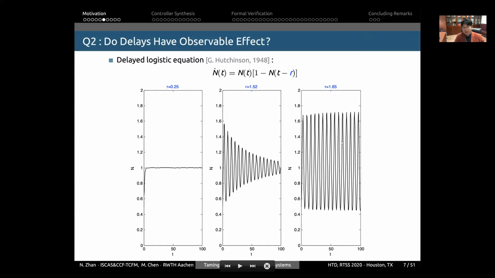Furthermore, let's enlarge the delay to 1.65. You see the behavior of the system is never stable anymore. The trajectory fluctuates larger and larger, never going to stable. So you see that we can conclude time delays do have observable effects.